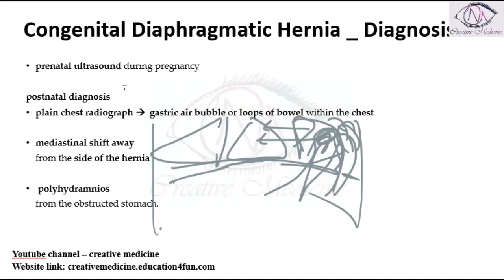Why? Because during intrauterine life, the baby swallows or drinks the amniotic fluid, and it excretes urine, and urine is nothing but the amniotic fluid. Urine of the baby is amniotic fluid, and that amniotic fluid is swallowed by the baby. But because of the obstructed stomach, the baby cannot swallow more amniotic fluid, while the production of urine is normal, and as a result there will be increased amniotic fluid, or polyhydramnios, seen in the child.